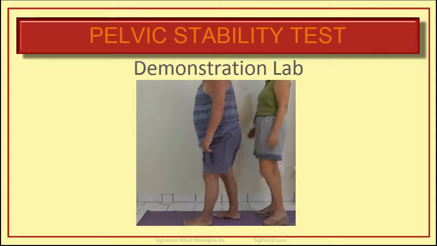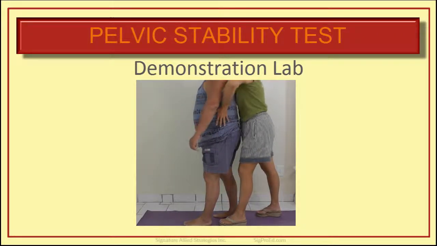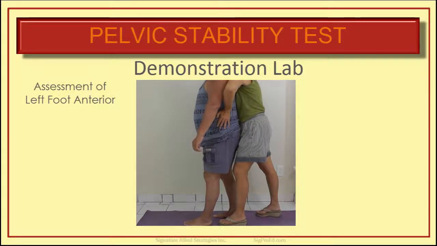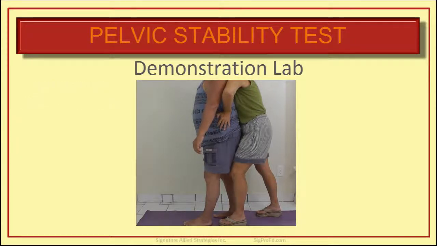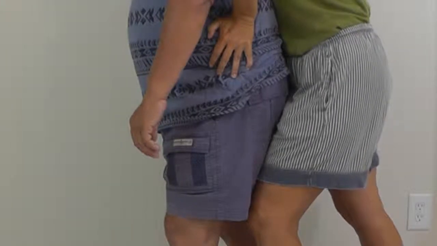Patient and therapist take a step forward with the left foot. Therapist places hands on iliac crest, fingers pointed down. Command: hold, don't let me move you, and therapist leans her weight into the patient's pelvis. We will now look for movement at the pelvis.